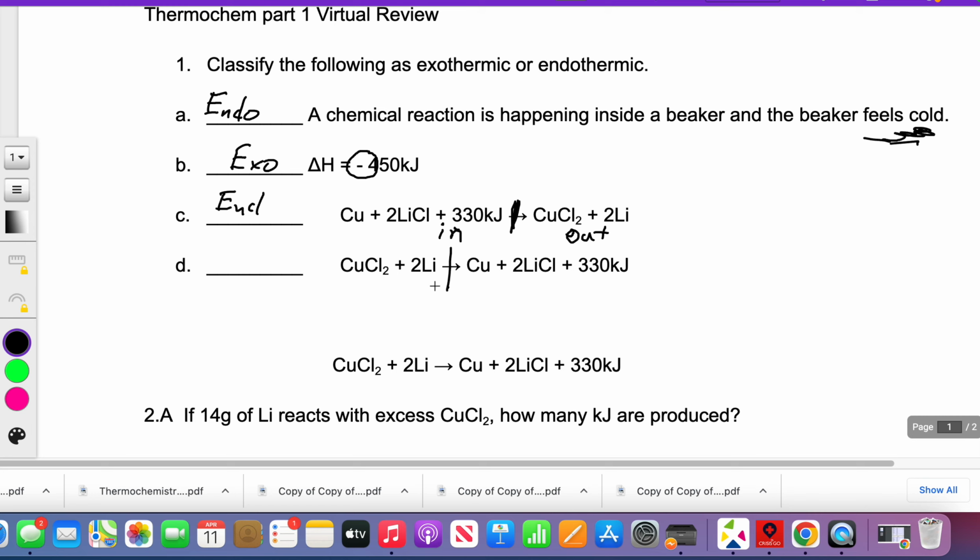Okay, let's look at this one here. This is what the chemist puts in. This is what comes out. If the energy is coming out, then it's exiting or exothermic.